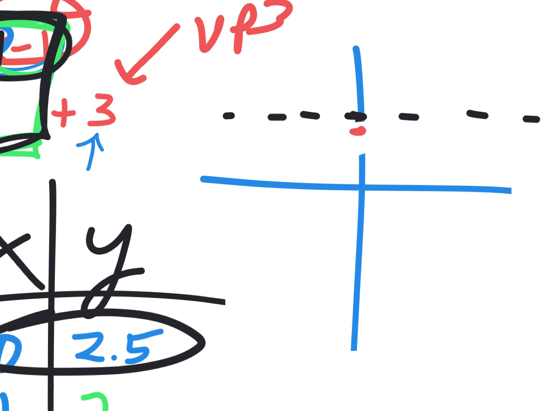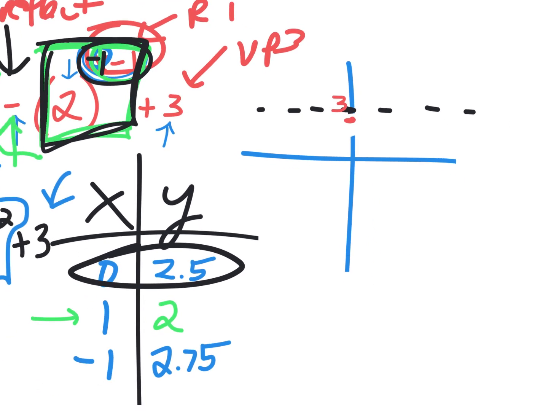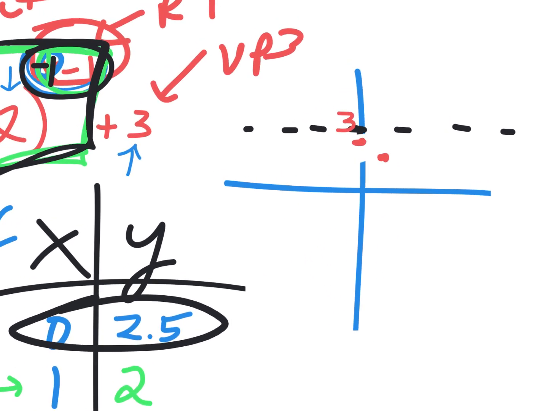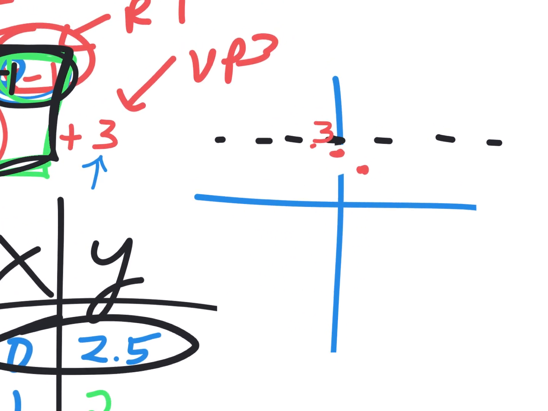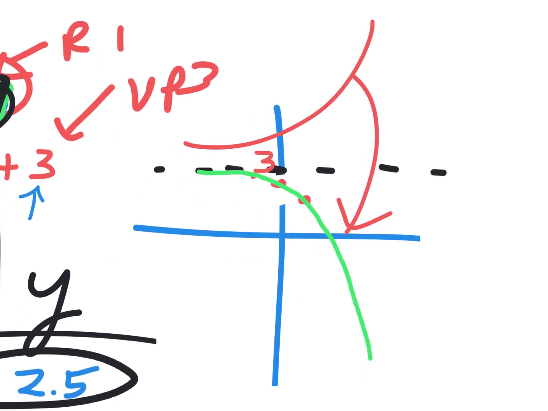And this is where 3 is. Okay, and then 1, 2, and then negative 1, 2.75 is even higher. And there. That kind of looks like it's flipped over from this. It's supposed to be flipped over because of the negative in front. So it actually worked. Yay.